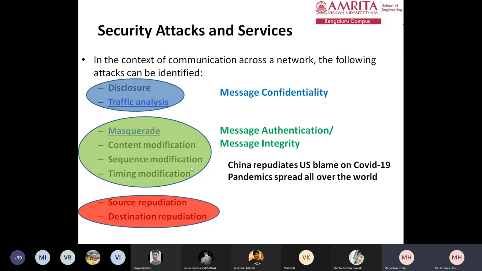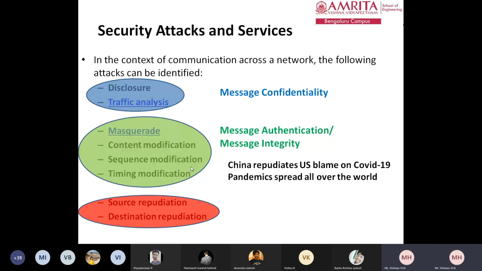Is that clear? So keep these three things in mind. Authentication, confidentiality, and integrity are the three major aspects of security. All three have to be maintained and managed properly. Under message confidentiality, basically, if the data is disclosed, the confidentiality is lost. If the content is modified, the sequence is modified, or the timing is modified, all these mean message integrity is compromised.